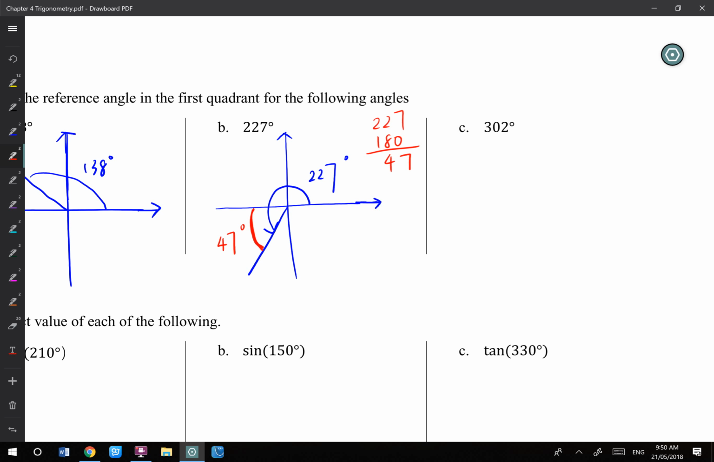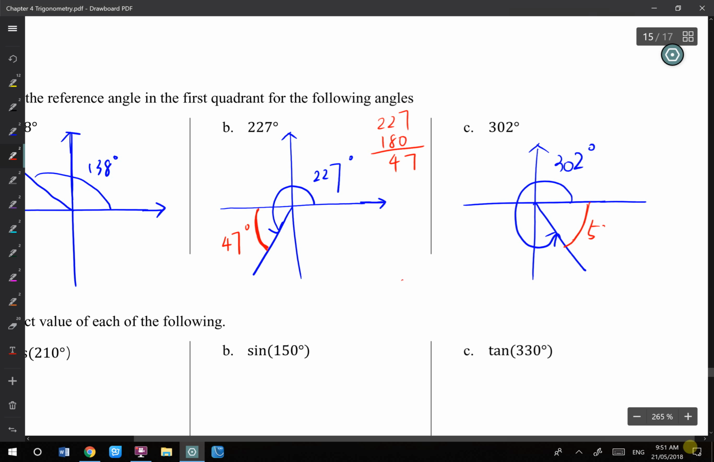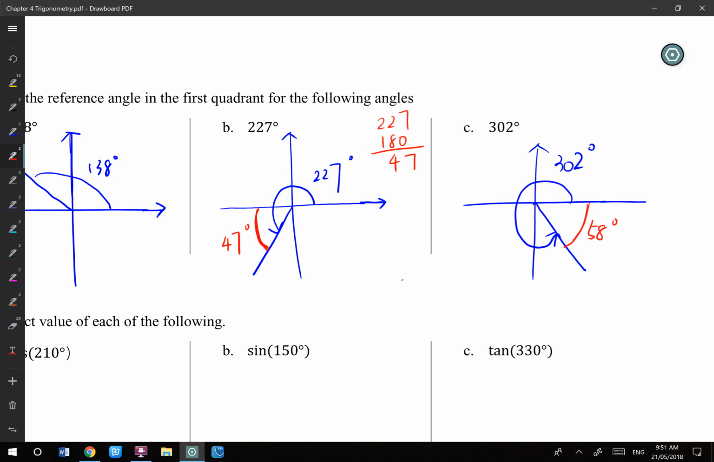Okay, 302. Where is it? Which quadrant? Okay, fourth. Fourth quadrant, we have about here. Okay, so this one is 302. So the reference angle will be the angle made with the horizontal, which is this one. That's 58 degrees. Okay, 360 in total. I use 302, I have 58 degrees here. So the reference angle is 58 degrees.